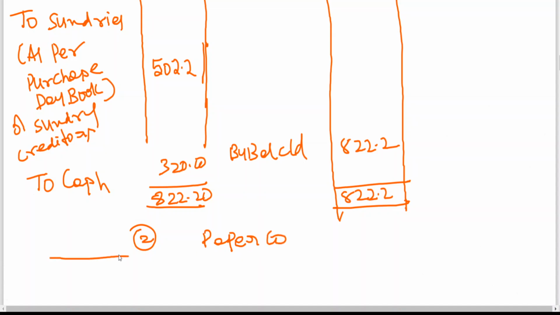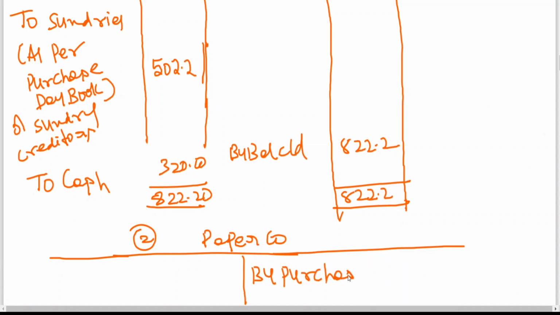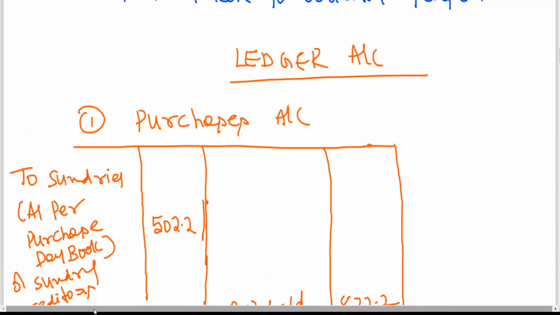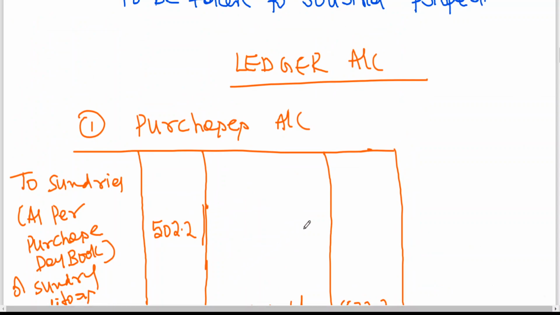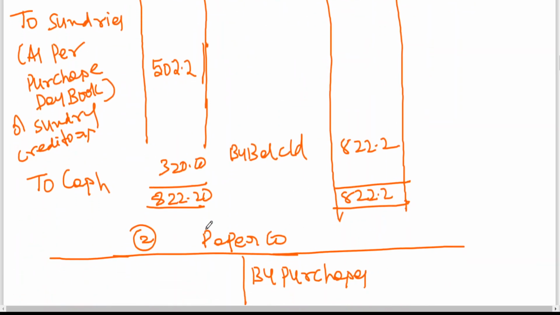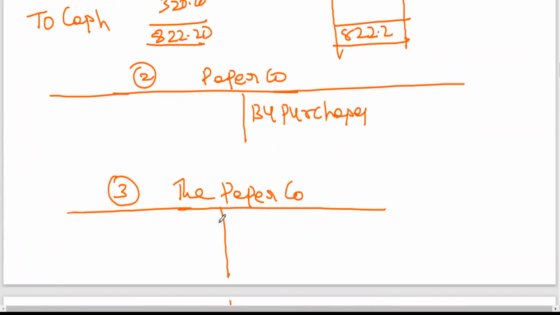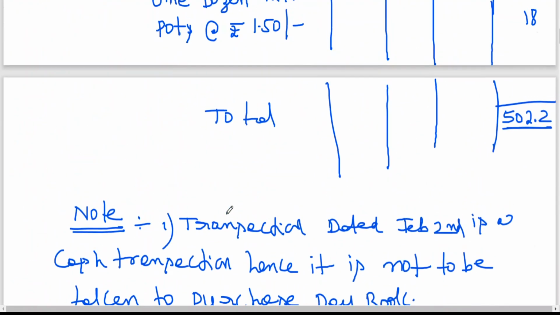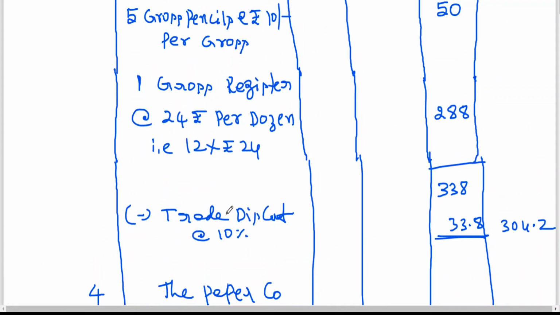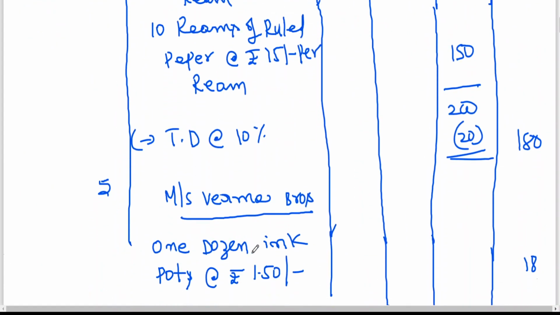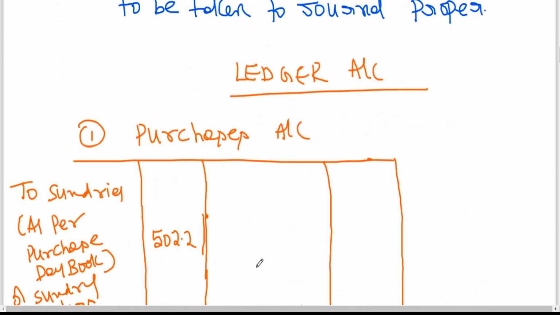Paper Co is a supplier. Here you write by purchases. Then you may be having the doubt, sir, while we were learning the journal entries, we have written Purchase account at R2 Paper Co. Is it Paper Co or the first one account? Brown and Co. Sorry, Brown and Co.